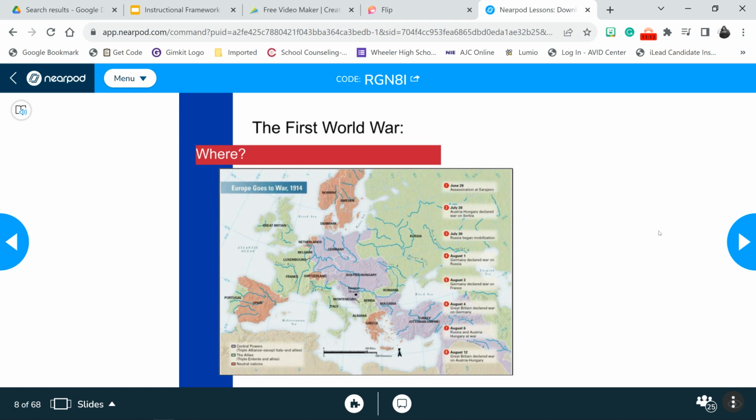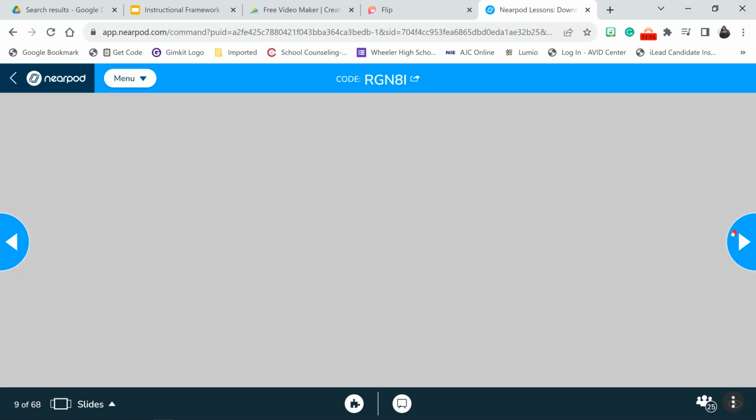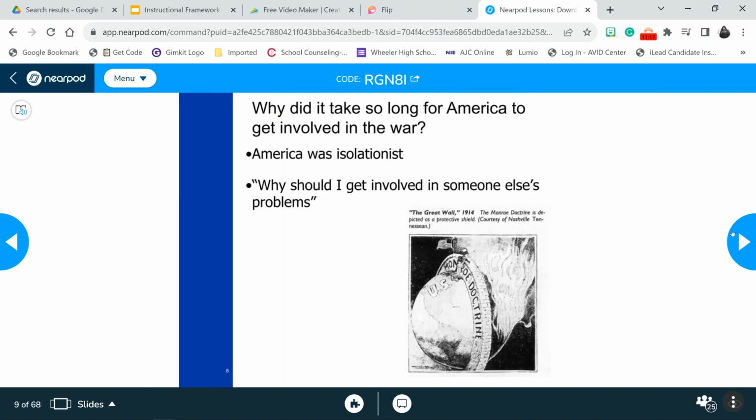So you're still on that First World War topic, to give you kind of background. All right. So now, why did it take so long for the United States to get involved? Well, straight up, it was isolationists. Who remembers what isolation means? Remember, the key word here is isolate. So what does it mean to be isolationist? Yeah, you separate yourself. That's all it is.